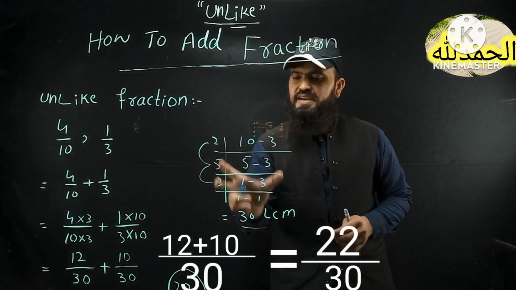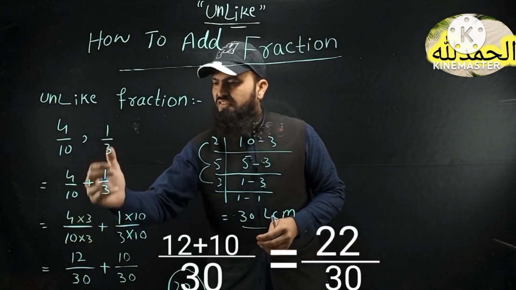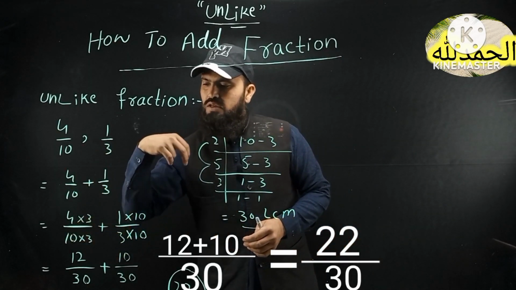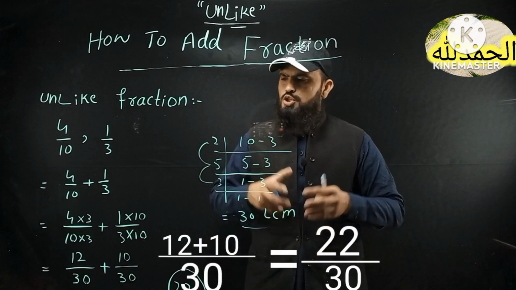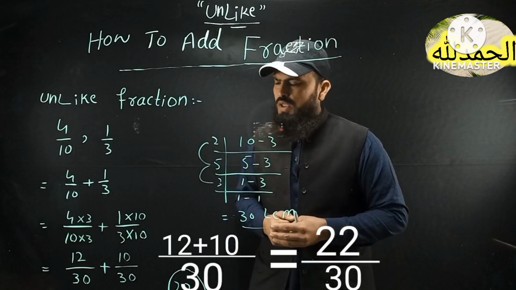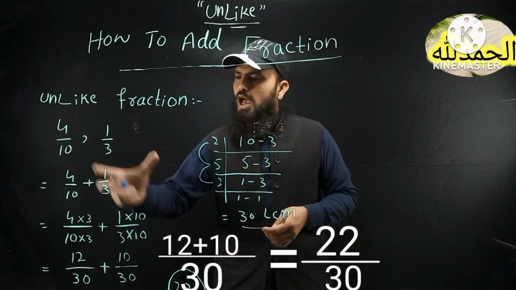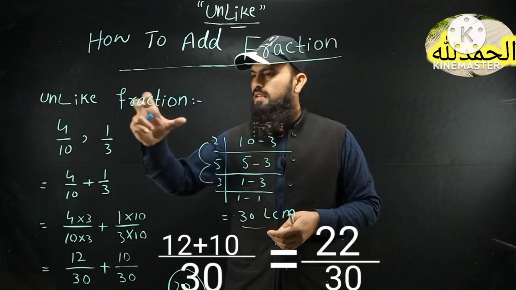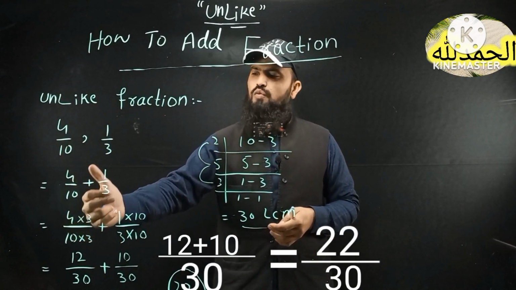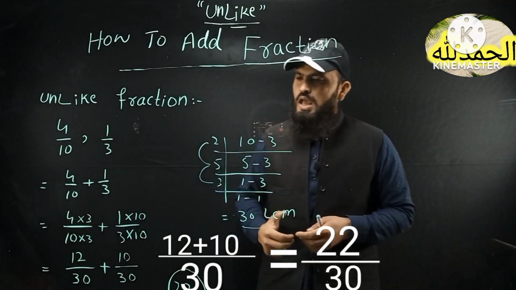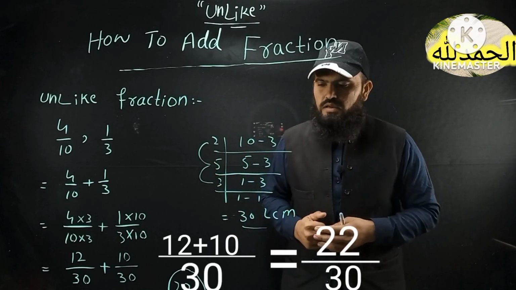First of all, we find the LCM, and when we have found the LCM, the first fraction's denominator is multiplied by that number which gives the LCM. So the LCM is 30. We multiplied 10 with 3. Friends, we add unlike fractions with this method, 4 over 10 plus 1 over 3. First of all, we find the LCM of 10 and 3. We find the LCM with this division method, and the LCM is 30.